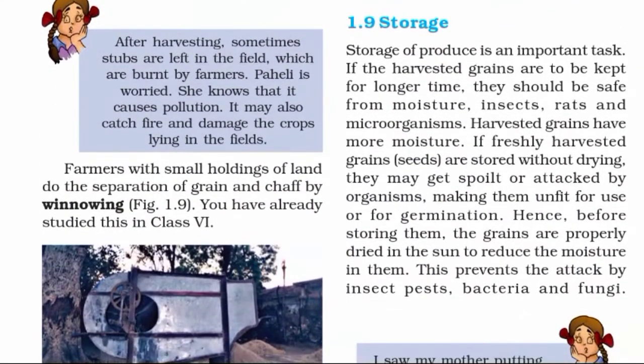1.9 Storage. Storage of produce is an important task. If the harvested grains are to be kept for a longer time, they should be safe from moisture, insects, rats, and microorganisms. Harvested grains have more moisture. If freshly harvested grains or seeds are stored without drying, they may get spoiled or attacked by organisms, making them unfit for use or for germination. Hence, before storing them, the grains are properly dried in the sun to reduce the moisture in them. This prevents the attack by insect pests, bacteria, and fungi.